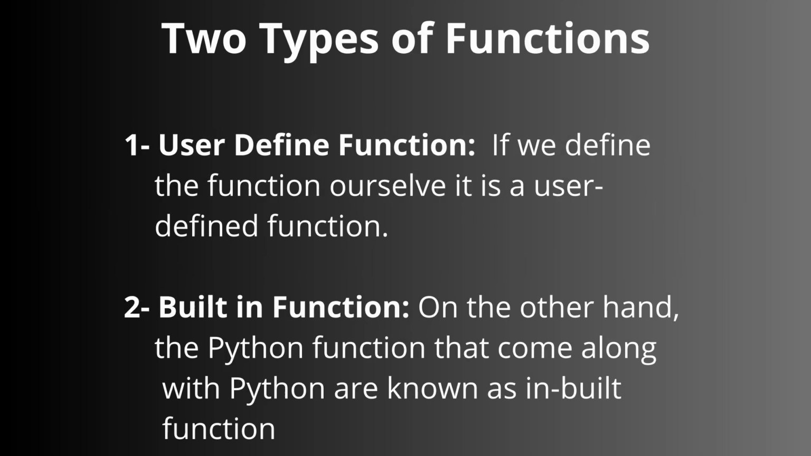Now there are two types of functions in Python: built-in functions and user-defined functions. Built-in functions are provided by Python, such as print, len or sum, that we have already used. On the other hand, user-defined functions are the functions that we create ourselves, which can be customized to perform specific tasks. So in this tutorial, we are going to focus on user-defined functions. Let's learn how to define and use them.